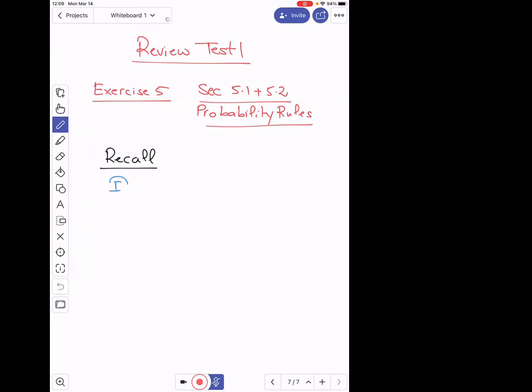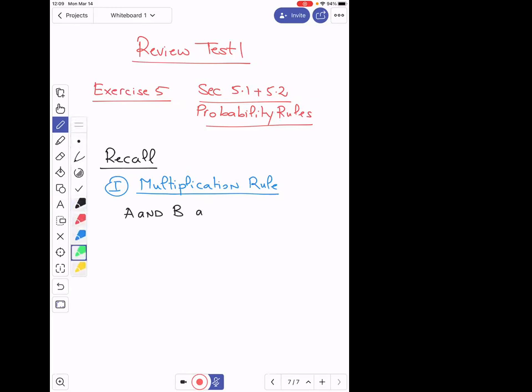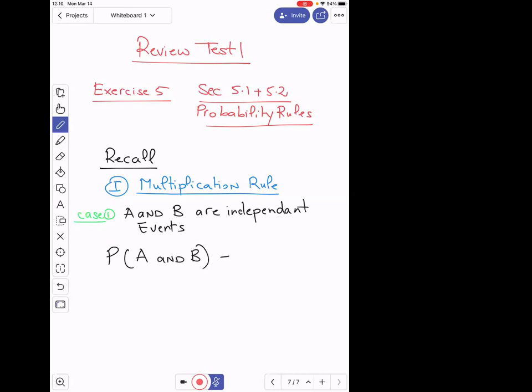The multiplication rule. If you have two events, A and B, there is a first case when A and B are two independent events. Case 1, A and B are independent events. Then the probability of A and B is the probability of A times the probability of B.